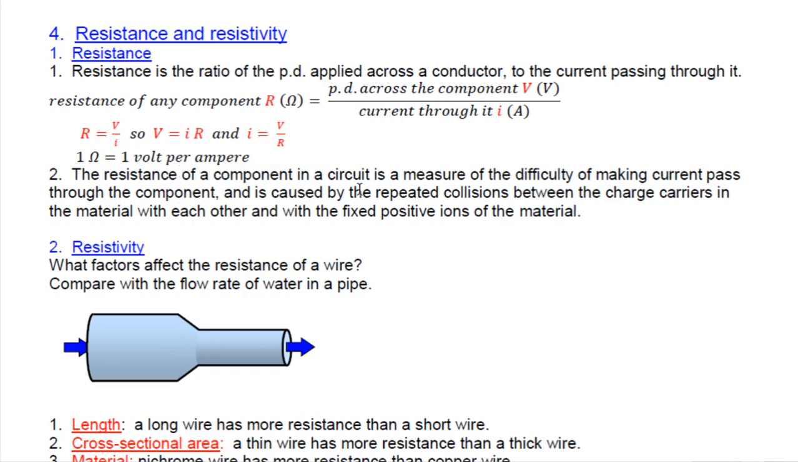The resistance of a component in a circuit is a measure of the difficulty of making current pass through the component and is caused by the repeated collisions between the charge carriers in the material with each other and with the fixed positive ions of the material. So we can say that it is the friction or the opposition to flow of current offered by the atoms that make up that conductor.